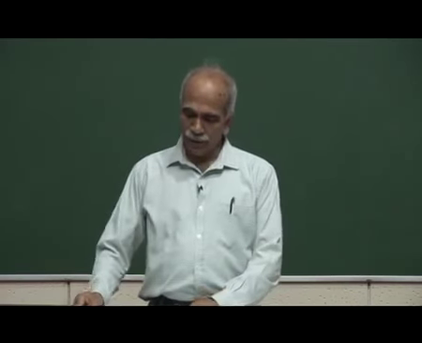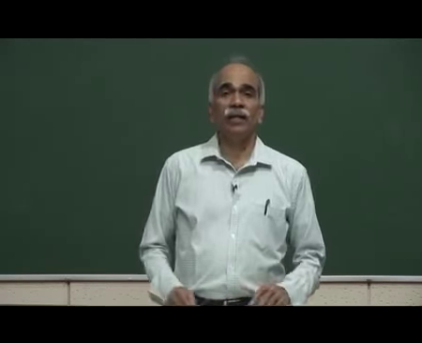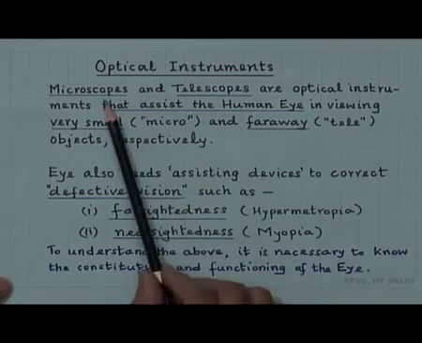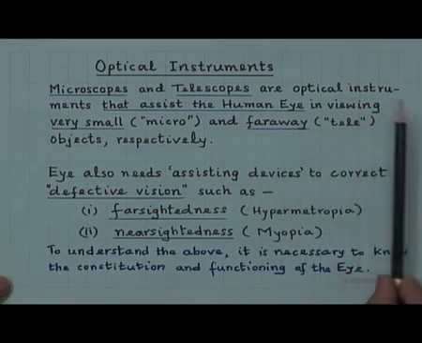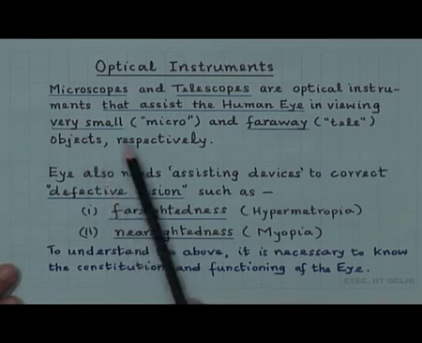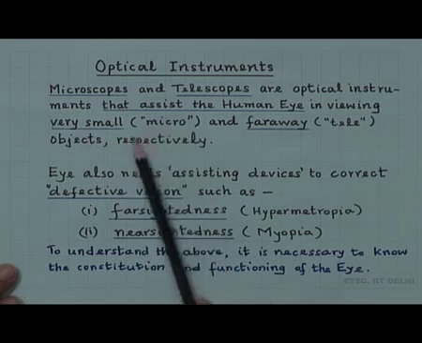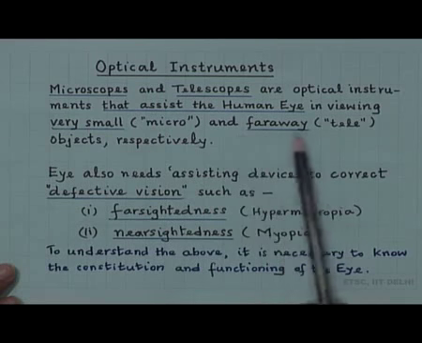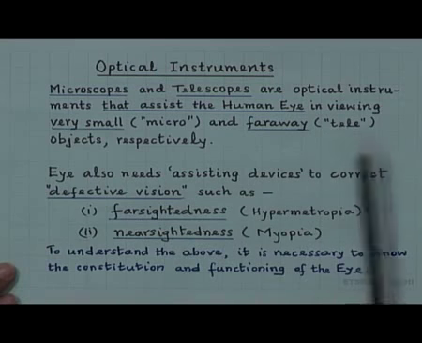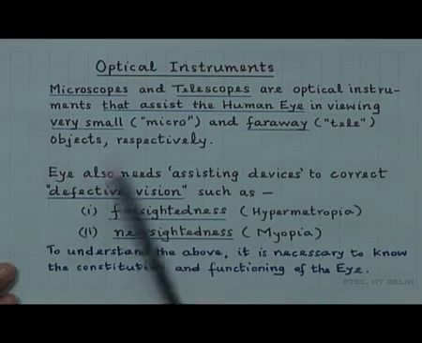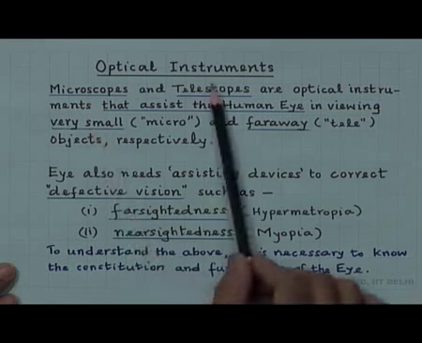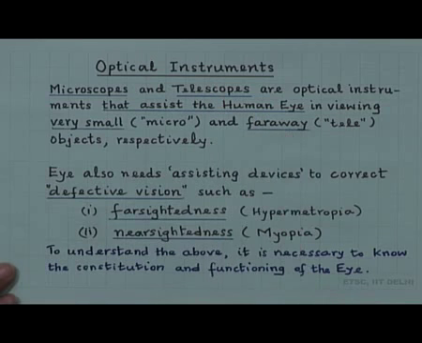So, optical instruments, in particular we are interested in microscopes and telescopes. Microscopes and telescopes are optical instruments that assist the human eye in viewing very small objects, micro standing for very small, and far away objects, tele meaning at a distance or at a remote place, respectively standing for microscope for very small and telescope for far away objects.